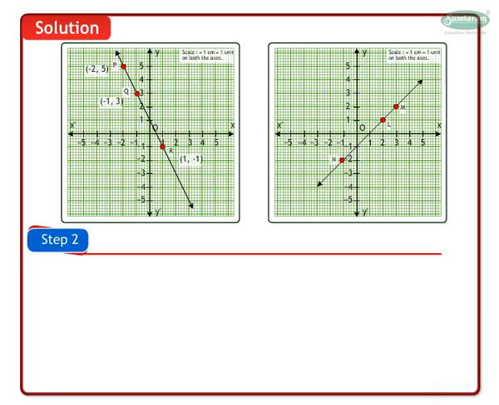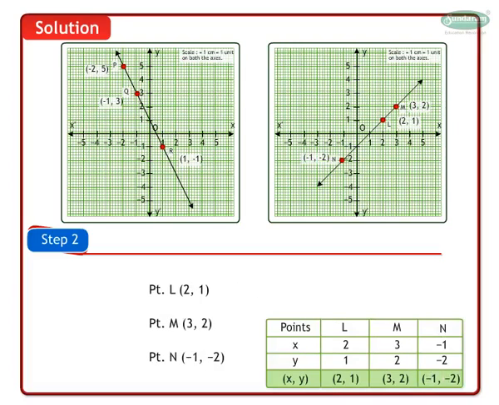The second figure has the following points, point L, M, N. Let us write their coordinates. Coordinates of L are 2 and 1. Coordinates of M are 3 and 2. Coordinates of N are minus 1 and minus 2. We now write the table.